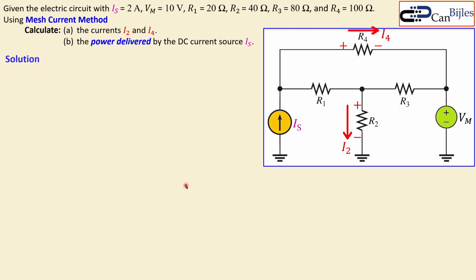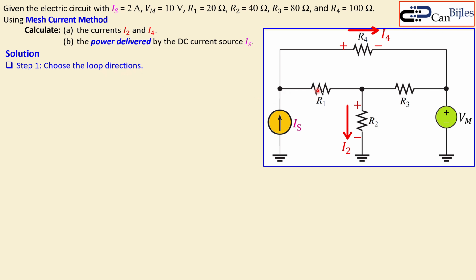Okay, so let's look at our solution step by step. We start first with choosing the loop directions. First recognize the loops, and then choose the loop directions. This is really your own choice. If you make the choice in a different way, you will get the exact same results.